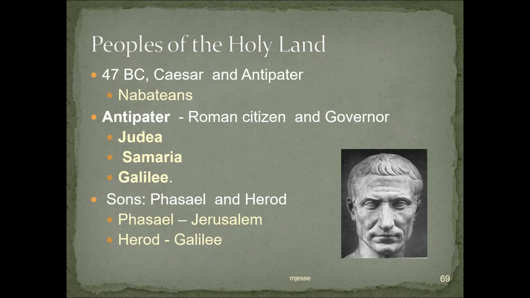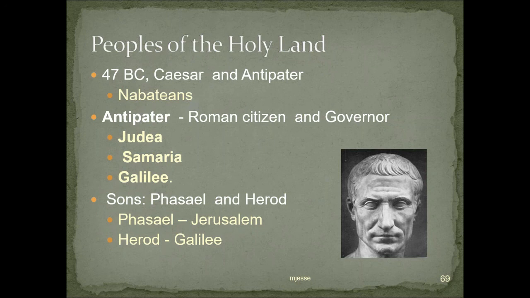General Pompey, who became emperor, is murdered in 48 BCE, and he's replaced with Julius Caesar. Antipater continues to cater to the Romans. He now helps Julius Caesar with a rebellion in Egypt by sending 3,000 Jewish troops down there to Egypt. And the event was successful. And as a result, Caesar shows his gratitude by exempting Antipater from taxation and making him a Roman citizen. And now he appoints him governor of Judea, Samaria, and Galilee.